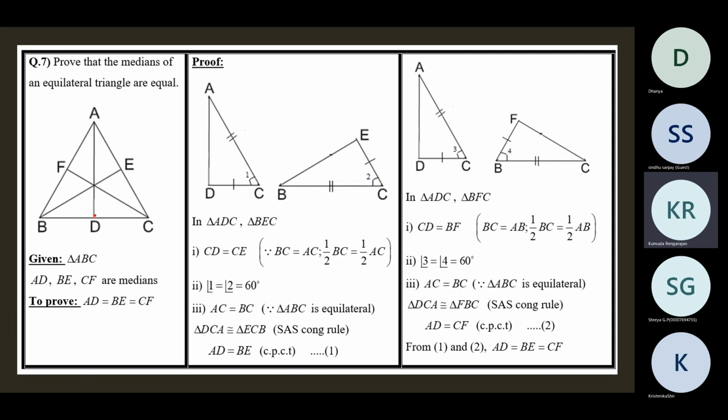So these are the midpoints: because AD is the median, this is the midpoint; because BE is the median, this is the midpoint; CF is the median, so this is the midpoint. So that means AE is equal to EC, BD is equal to DC, AF is equal to FB. What else do we know? Each angle is 60 degrees because it's equilateral. And we also know that all the three sides are equal.